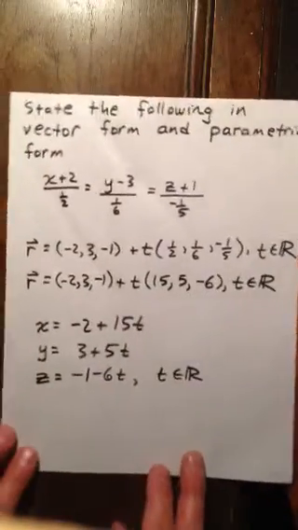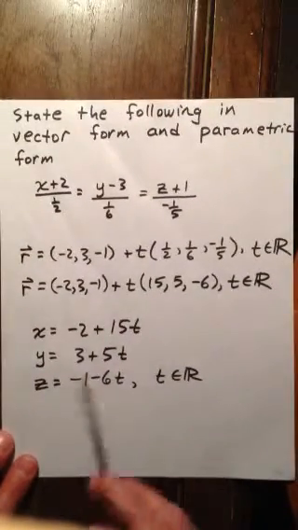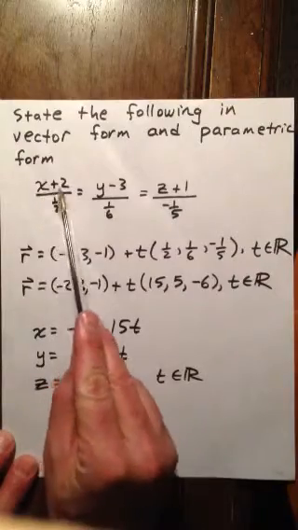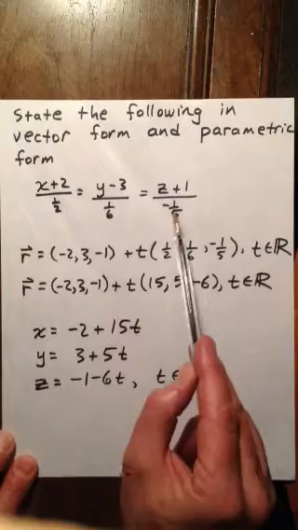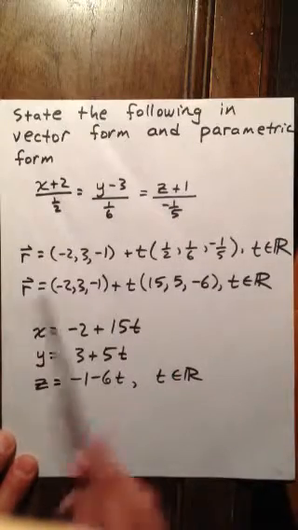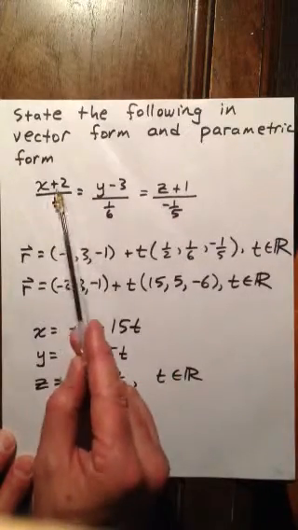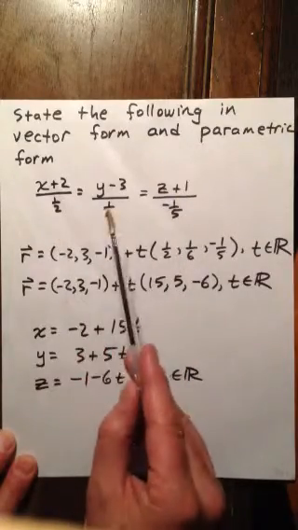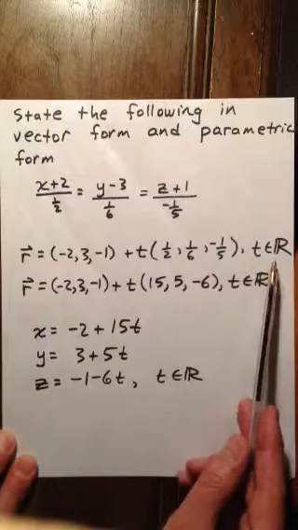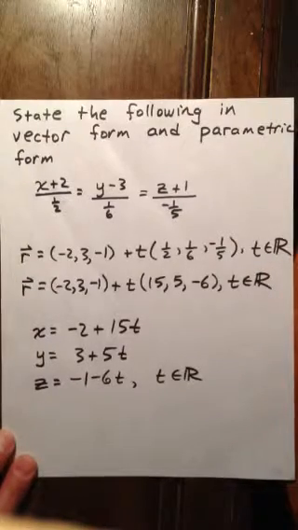And finally, this one is a little bit tricky. We have (x + 2)/(1/2) = (y - 3)/(1/6) = (z + 1)/(-1/5). Well, on first glance, we say pretty straightforward: (-2, 3, -1) + t(1/2, 1/6, -1/5). And that is a perfectly valid answer.